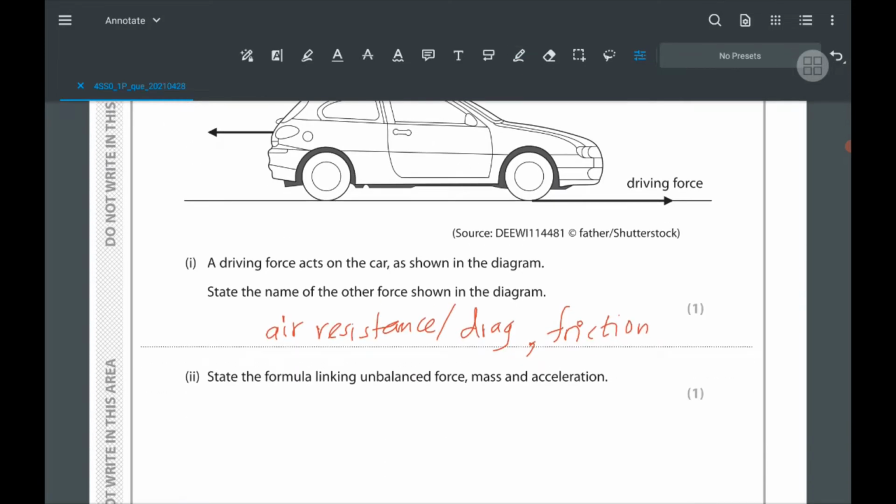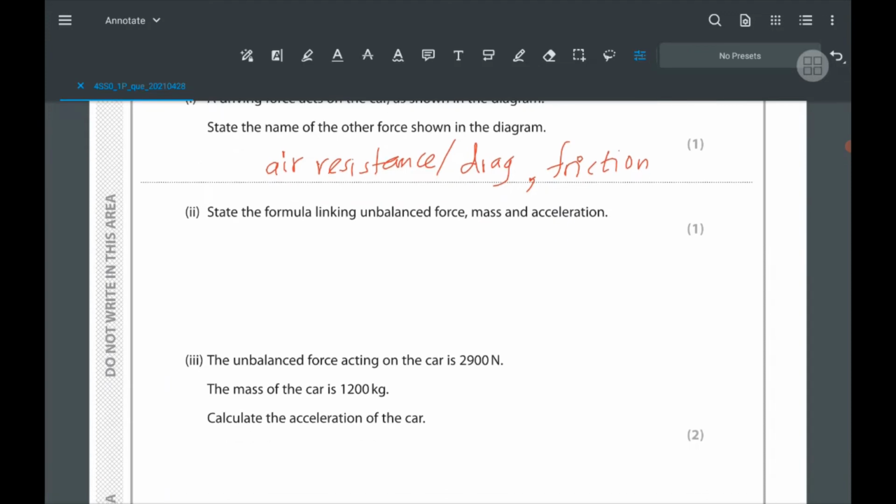Moving to next, state the formula linking unbalanced force, mass and acceleration. It's from Newton's second law. So, unbalanced force equals mass into acceleration.